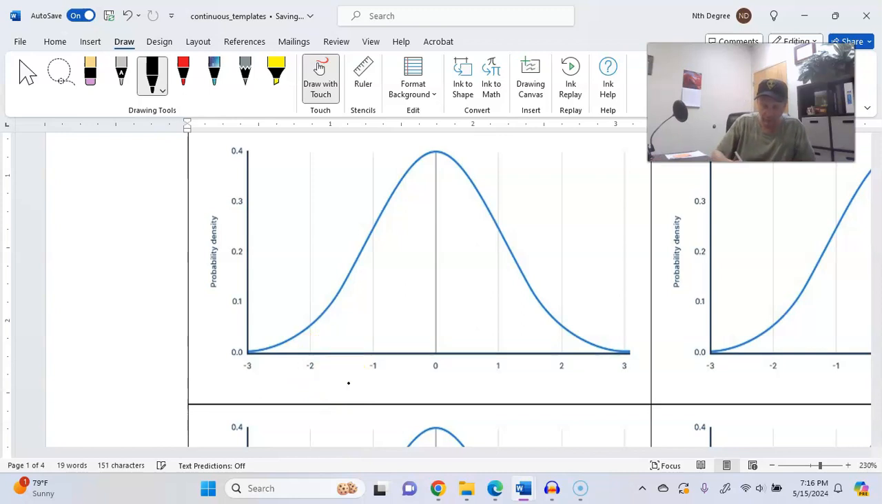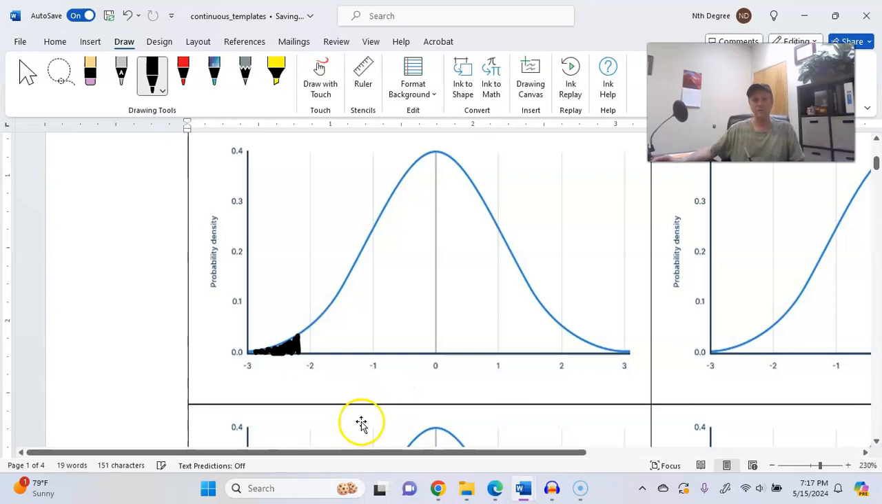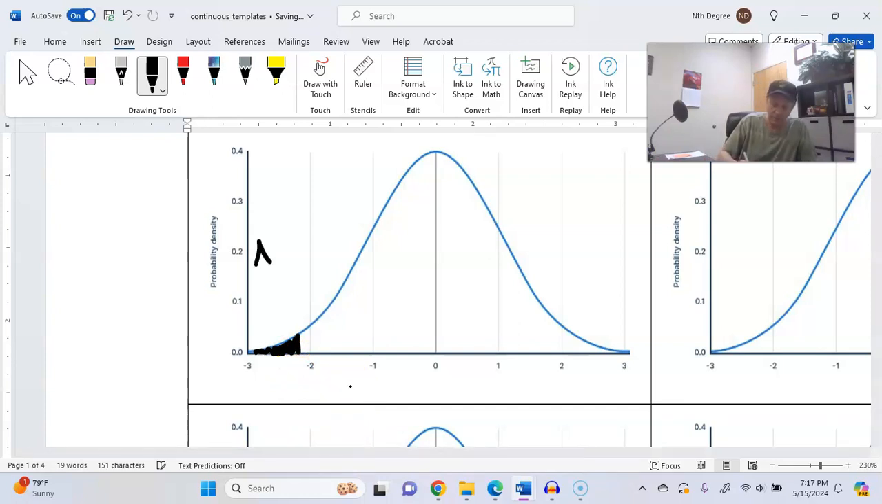We want to find only like 4% of the area at the lowest end of the curve. We're looking for a small left tail. And what is that z-score? I don't know. We need to find it this time. So all we do know is that this area is 4%, 0.04.